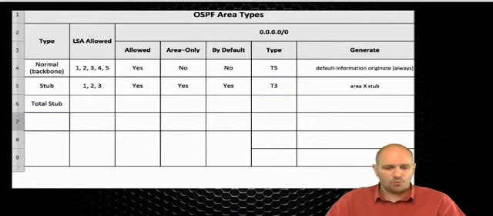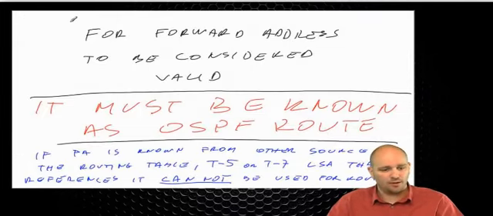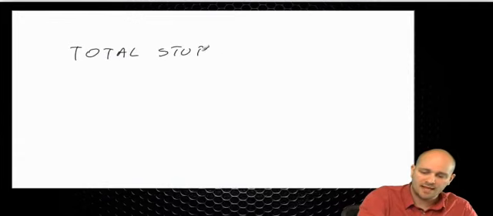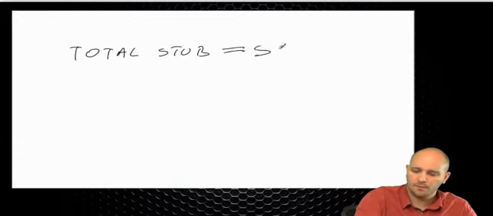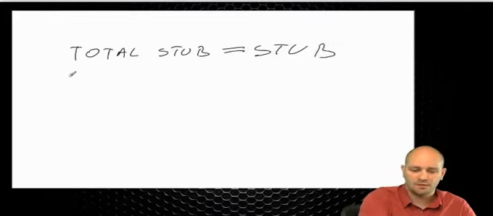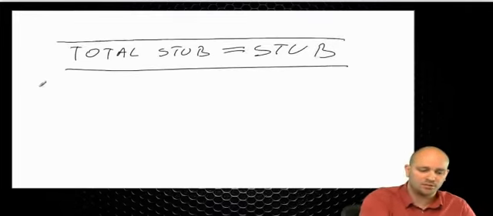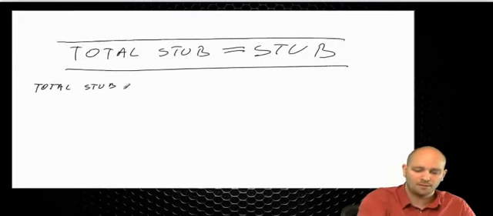The next area type is total stub. And this is where I have to write something down on the whiteboard. Total stub is the same area type as the stub. There is no difference between these two. Total stub only implements additional filtering.